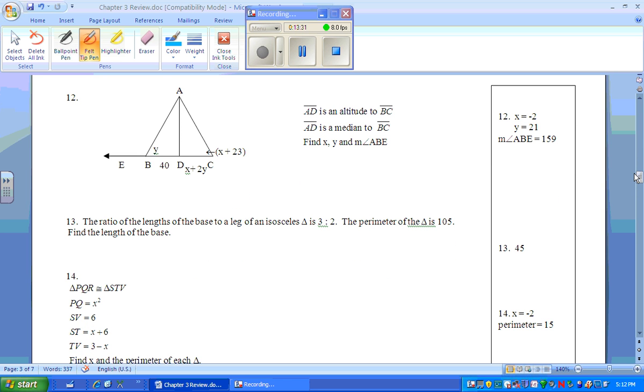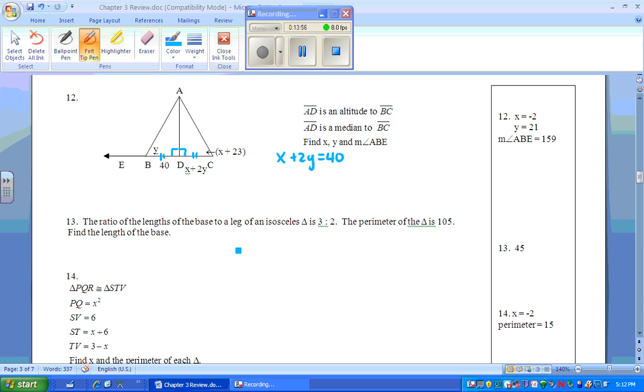Question 12 is kind of tricky. You notice that you have statements with an x and a y, which means you're going to set up a system. Well, if it's an altitude, it causes right angles here, but I don't have anything marked. It's a median, so these 2 are marked. Great. Now I know that x plus 2y is equal to 40.